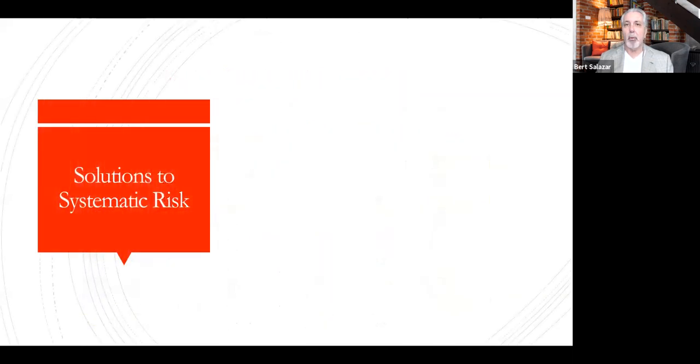So what is the solution to systematic risk? Well, number one is you want to have portfolio insurance. And portfolio insurance is nothing more than making certain that you find products and services that are going to give you the ability to transfer that liability from yourself to a company that can manage risk and that can guarantee you not losing your retirement assets from a business perspective.